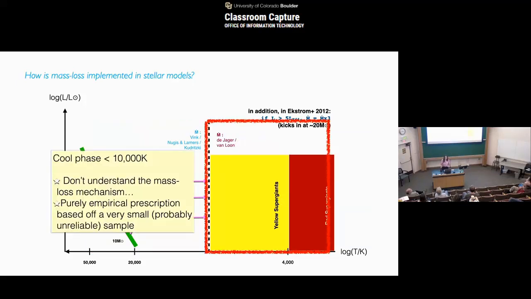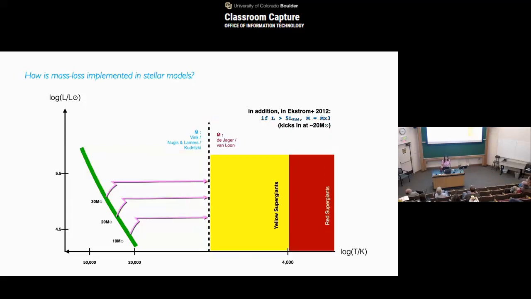Unfortunately, for the cool phase, everything less than 10,000 Kelvin, we don't understand the mass loss rate mechanism at all. There's no theoretical model that can match what we see. So the prescriptions are purely empirical, and they're based off a very small, probably slightly unreliable sample. I'm going to talk more about that later.